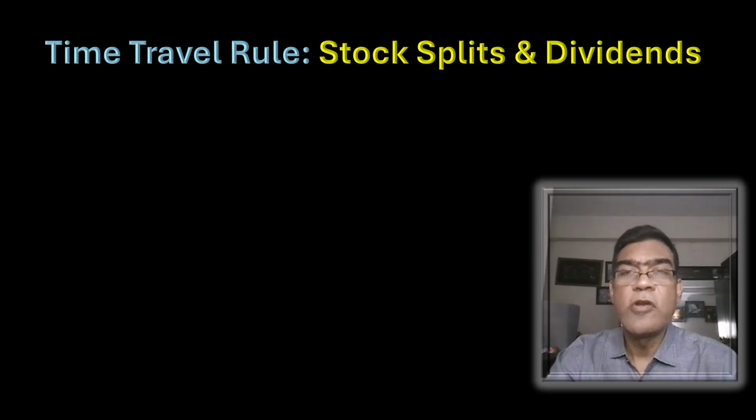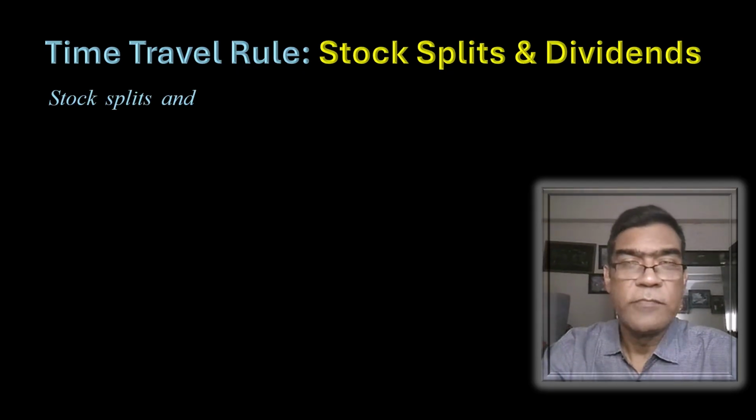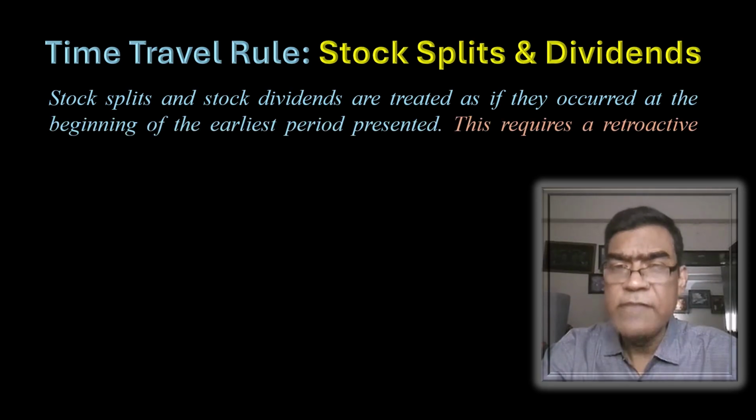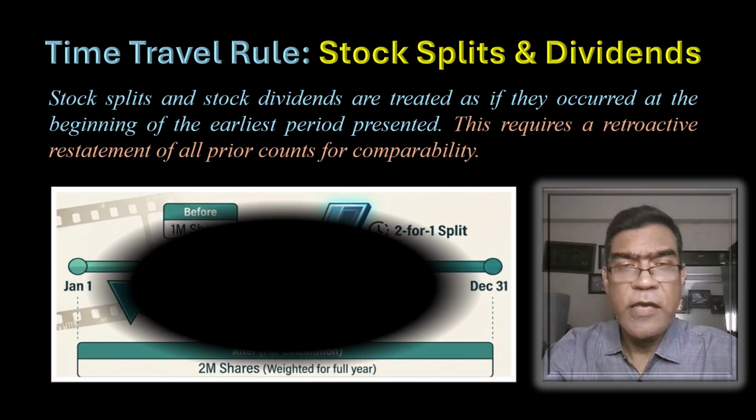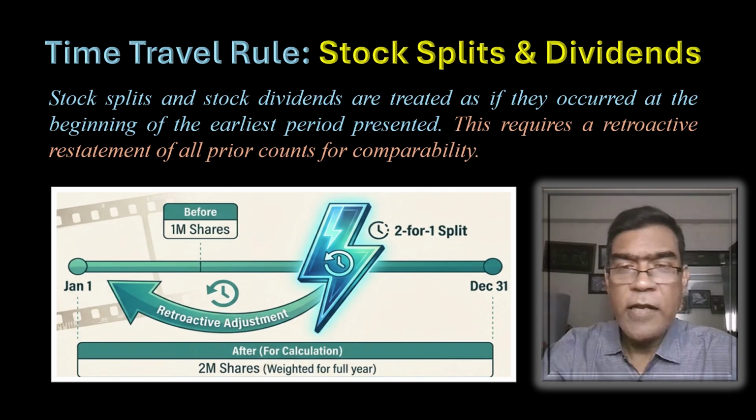When a company issues a stock split or a stock dividend, we apply the time travel rule. So what is that? A stock split and a stock dividend are treated as if they occurred at the beginning of the earliest period presented. This requires a retroactive restatement for all prior accounts for comparability. Say here is January 1, and here is December 31st. On January 1, our outstanding shares were 1 million, before splitting, right? So the split is over here. After splitting, for calculation we need to make a retroactive adjustment from January to December 31st. So 2 million shares weighted for the full year, right? It is called retroactive adjustment because we go back and restate earlier share counts. Clear?